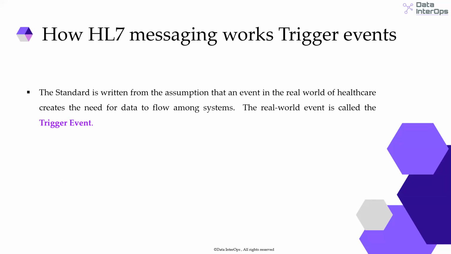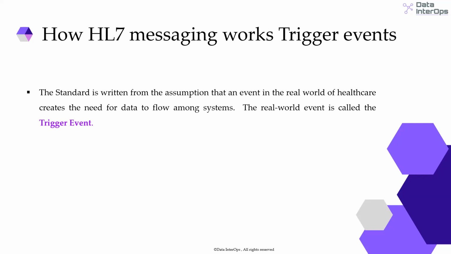Patient has an appointment scheduled, the HL7 message gets generated, and that will be sent to the destination system, which is nothing but the EHR system, right? So in this way, there will be an event that happens and a message gets generated. These are called trigger events. Why are these called trigger events? Because these events are sending the data to the destination system, right? As they are sending or triggering the data to the destination system, they are called trigger events.